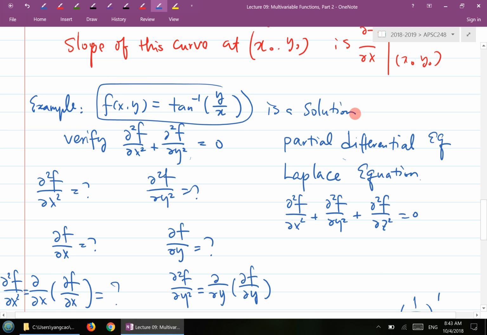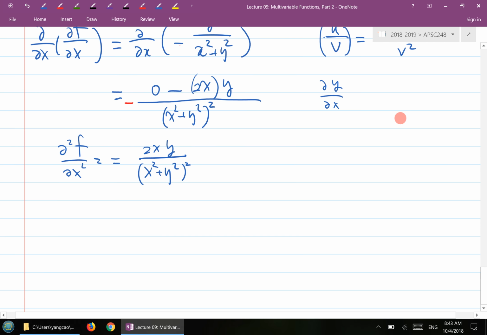As a matter of fact, we call it a particular solution, just like with an ordinary differential equation. A partial differential equation often has many particular solutions. This would not be the only one. There can be other types of particular solutions.